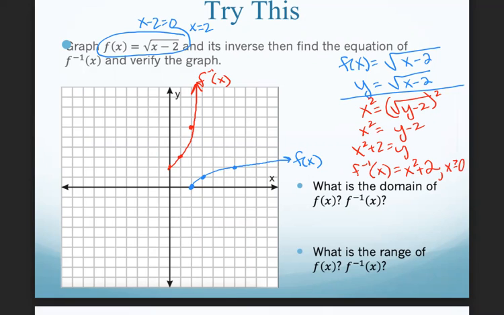Okay, so this is a new thing that you have to write when you're only working with part of a parabola. You're going to indicate that you're working with either the right side or the left side of the parabola.